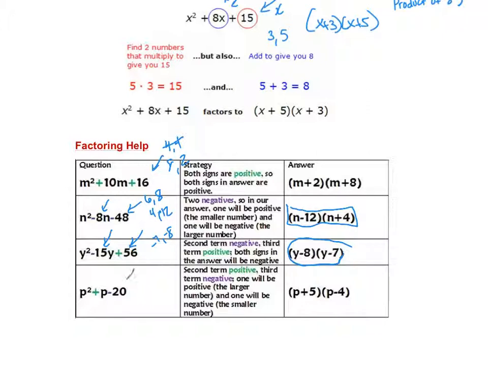Okay, and for the last one, we need two things that multiply to negative 20 and add to a positive. So one of them is going to have to be negative. My options are 2 and 10. Well, that doesn't have a difference of 1. 4 and 5, that works. But it has to add to positive 1, so the positive number has to be bigger. So it's negative 4 and 5. The answer is p minus 4 and p plus 5. You do FOIL and you'll get back to the original problem.